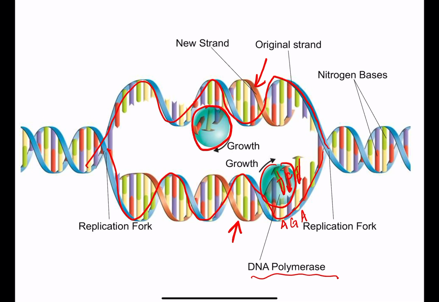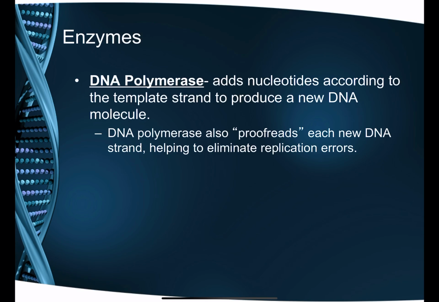And so this happens in both directions. It's happening on top and it's happening on bottom. And ultimately, we're going to get two new strands of DNA. This area where the DNA opens up is referred to as the replication fork. And it continues until the DNA is fully copied.